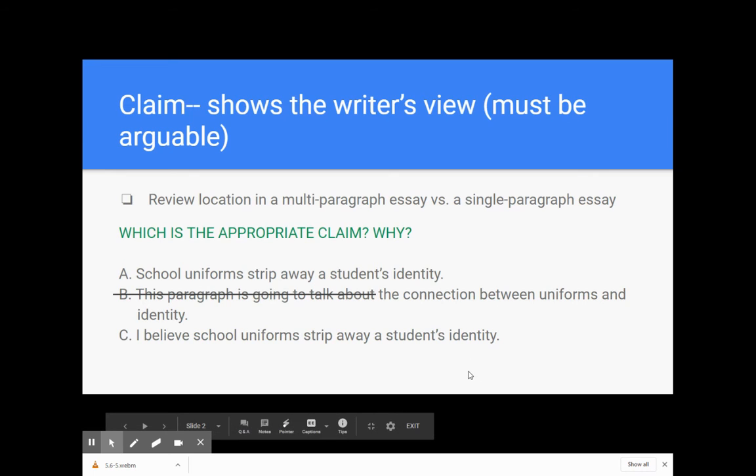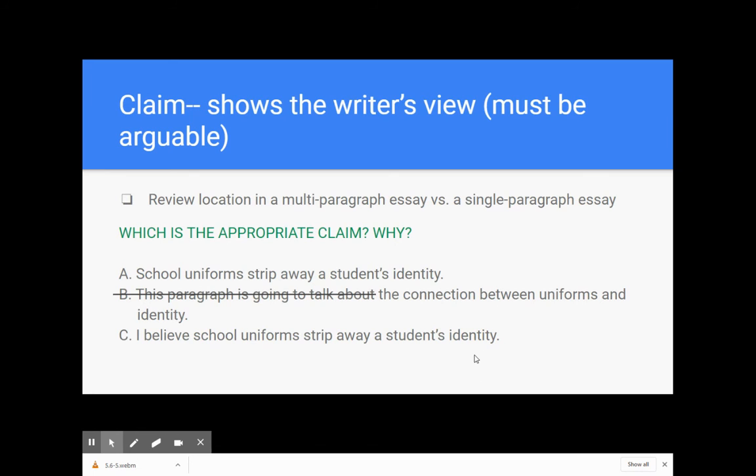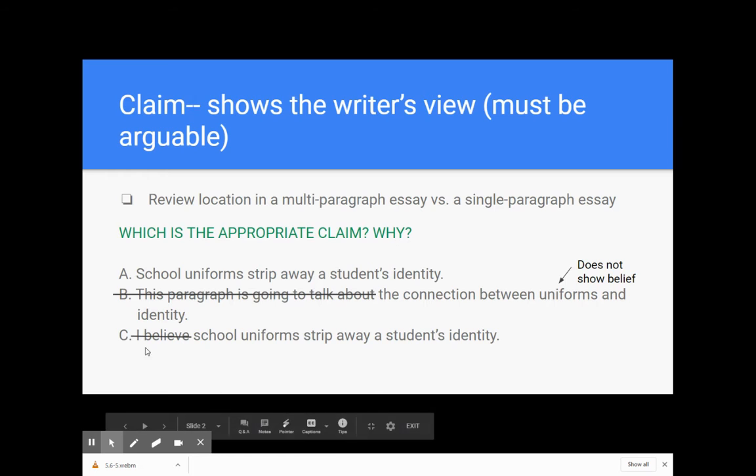Okay, option C, I believe school uniforms strip away a student's identity. So it does show the writer's viewpoint, but there's one thing you should never do. In a formal essay, you should never include yourself. Okay, so get rid of that I. You can't have I believe statements. I know this is your belief if you just say it directly. Your name is at the top of the paper.